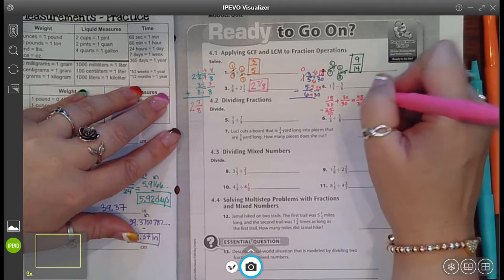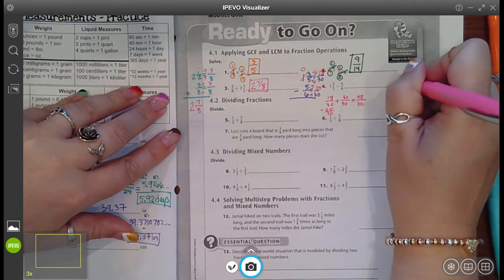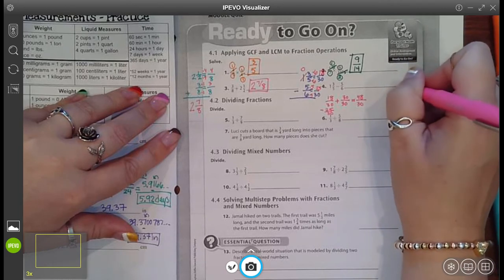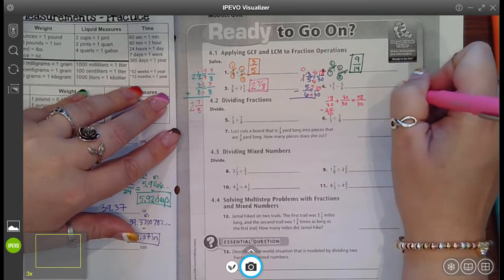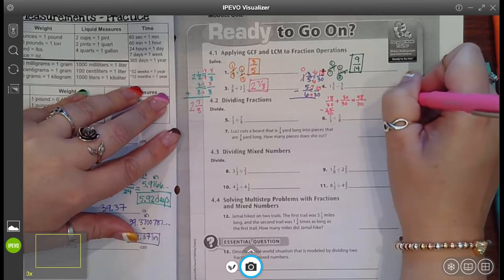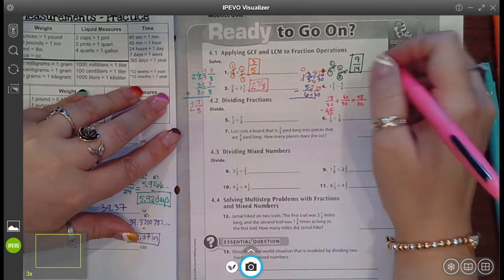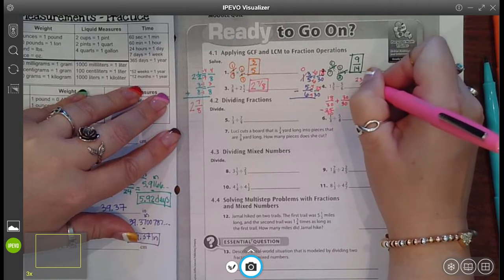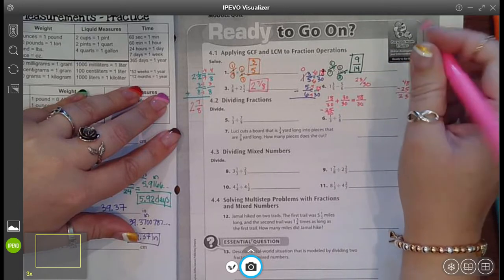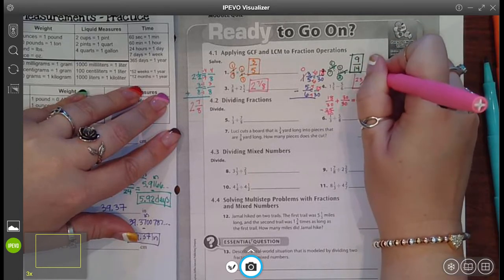Okay, so 48 minus 25, you get 23. So you have 23 over 30. You can't reduce it, so you're done.